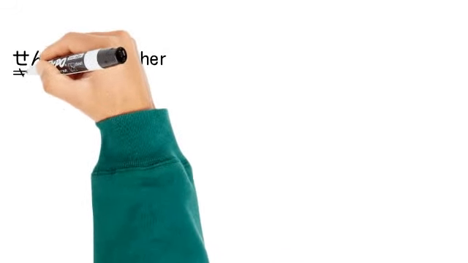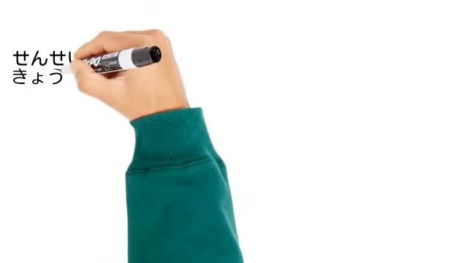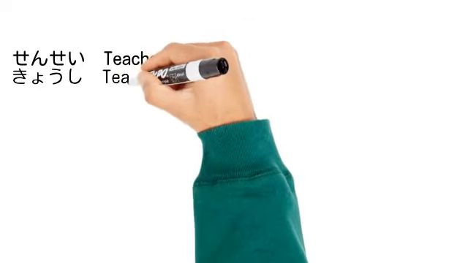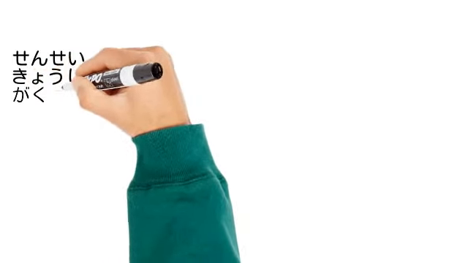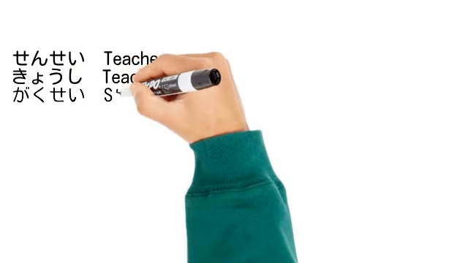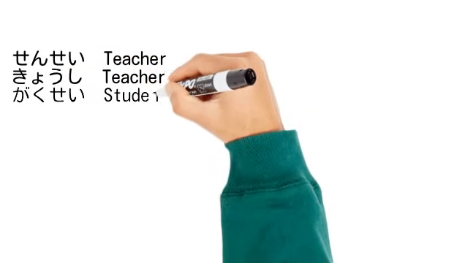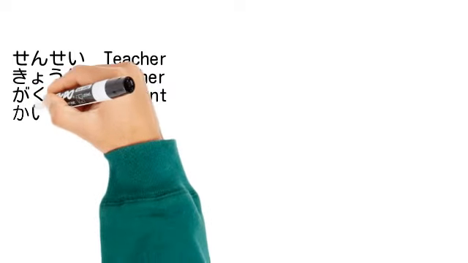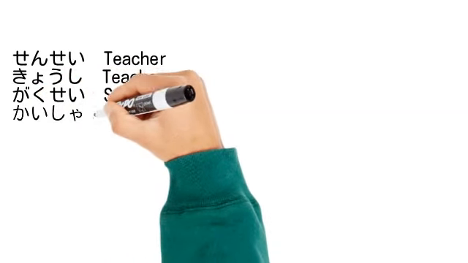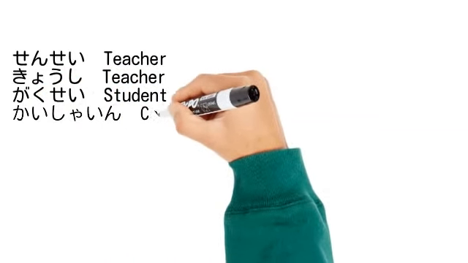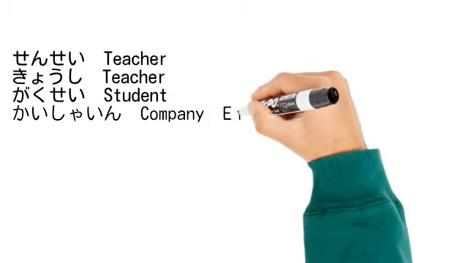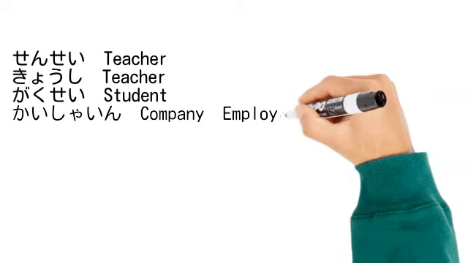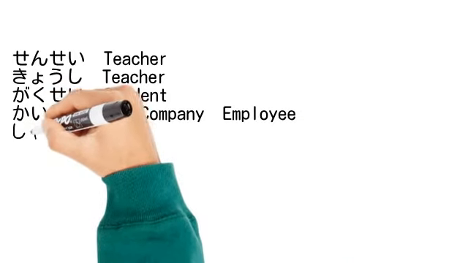Now, this is the word for how you call me. We have sensei, which means teacher. Actually, sensei is not only limited to teachers, it can also be for doctors, pastors, or someone we ask for advice. The right word for my profession is kyoshi, for instructor. Then we have gakusei, for student. Then we have kaishain, company employee.